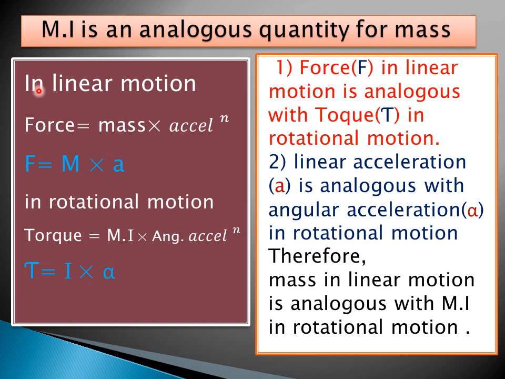So see here, linear motion occurs due to the force, while rotational motion occurs due to the torque. So force is analogous with torque. In linear motion, linear acceleration occurs, that is a, and in rotational motion, angular acceleration occurs, that is alpha. So F is analogous with torque T, linear acceleration is analogous with angular acceleration alpha. So mass is analogous with moment of inertia.